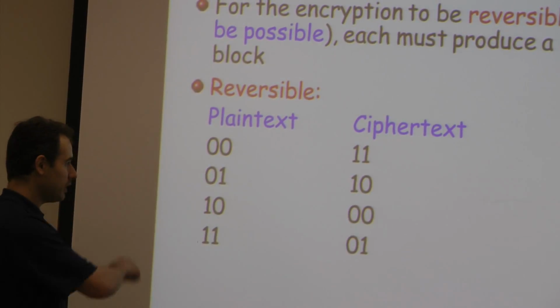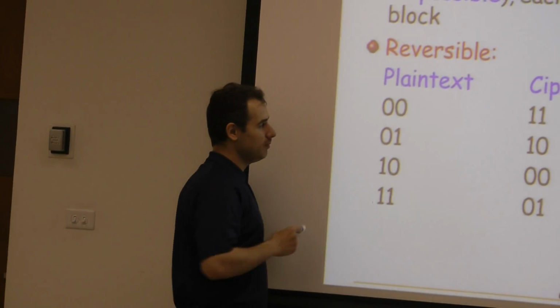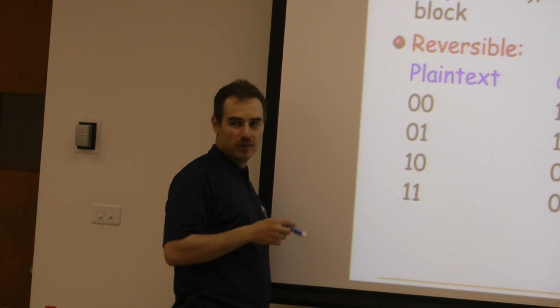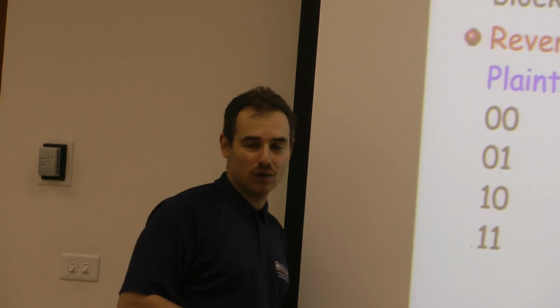So here's an example of a block cipher. This one takes a block 00 and outputs a cipher block 11. If you give it 01, it'll output 10. If you give it 10, it'll output 00. Finally, if you give it 11, it'll output 01.